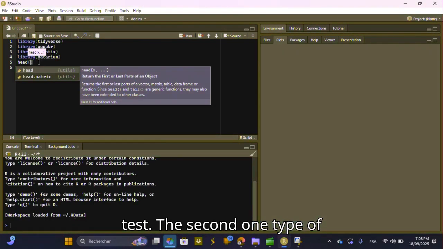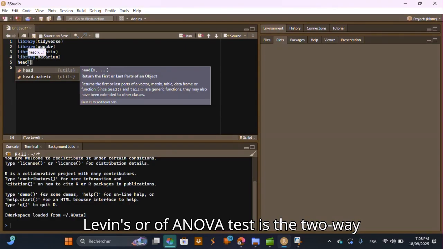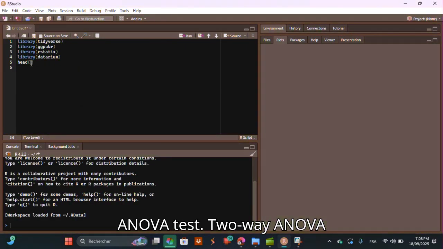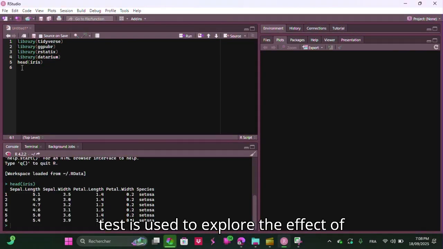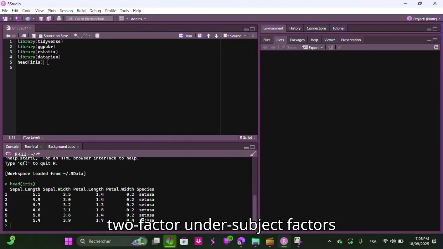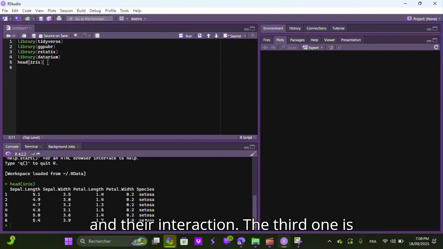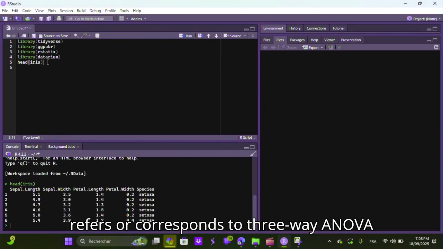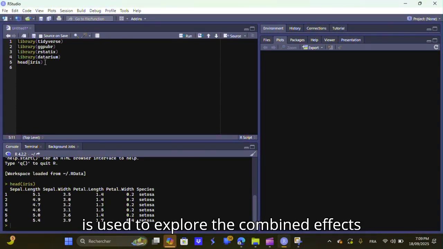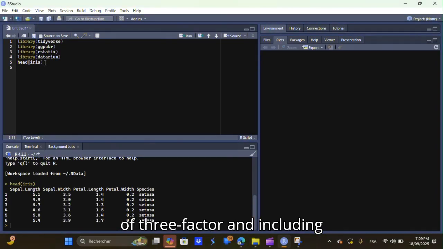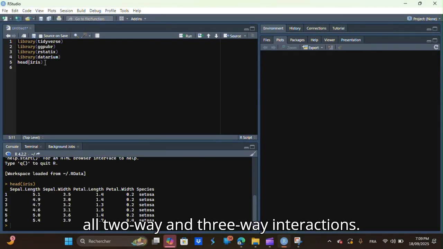The second type of ANOVA test is the two-way ANOVA test. Two-way ANOVA is used to explore the effect of two inter-subject factors and their interaction. The third one corresponds to three-way ANOVA, used to explore the combined effects of three factors, including all two-way and three-way interactions.